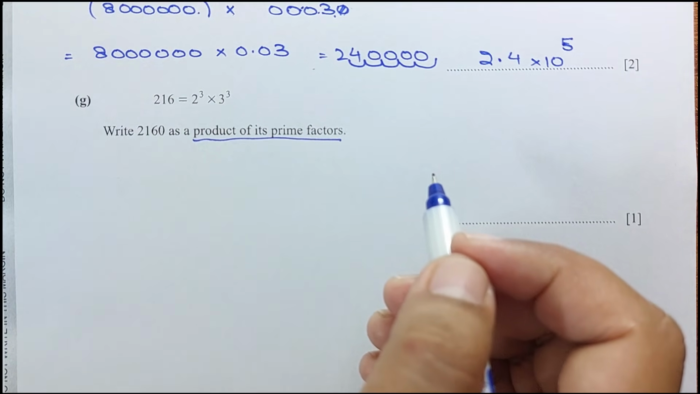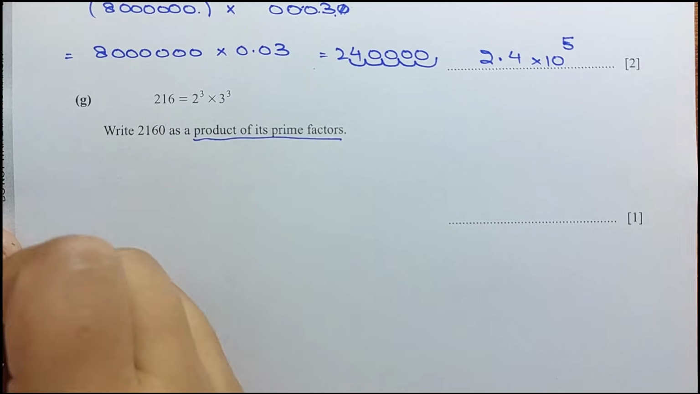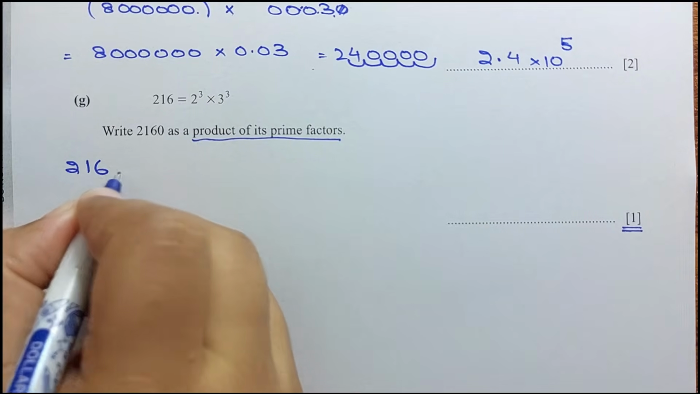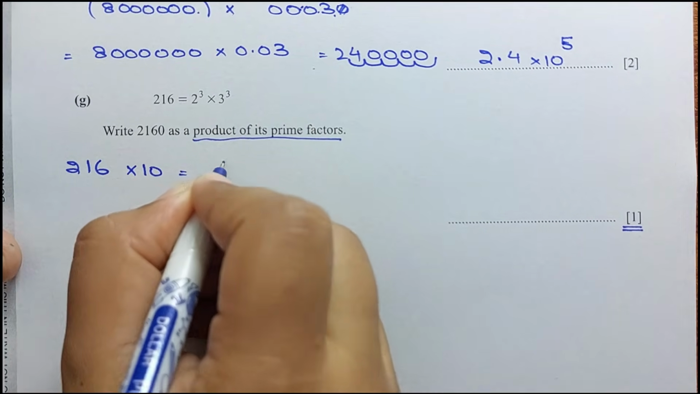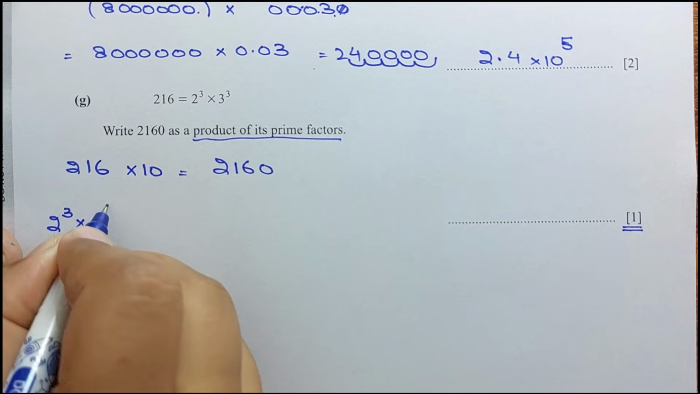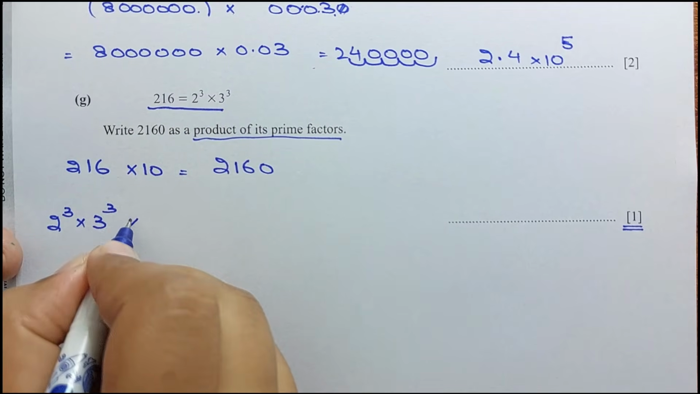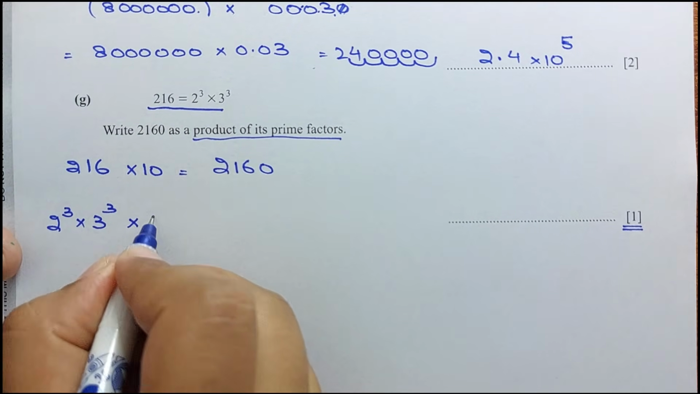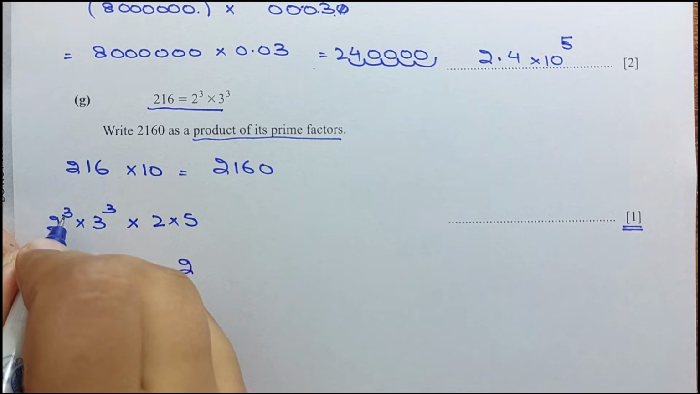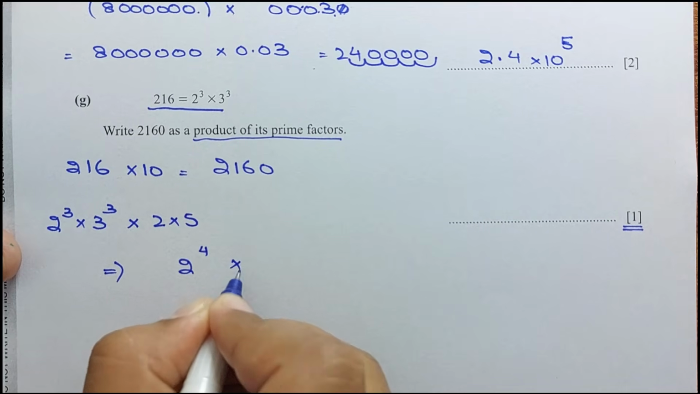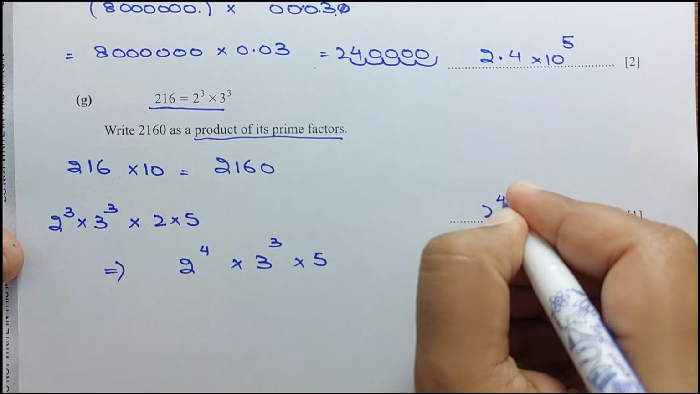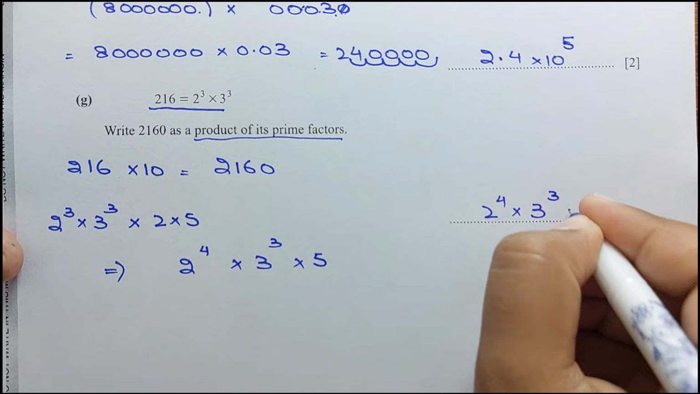Okay, so 216 prime factors are given. It is a 1 mark question, so no need to do a large calculation. 216 multiplied by 10 is 2160. The prime factors of 216 are 2 to the power 3 and 3 to the power 3, which is given to us in the question. The prime factorization of 10 is 2 times 5. Further simplification: 2 to the power 3 and 1, 2 to the power 4 times 3 to the power 3 times 5. These are the prime factors for 2160.